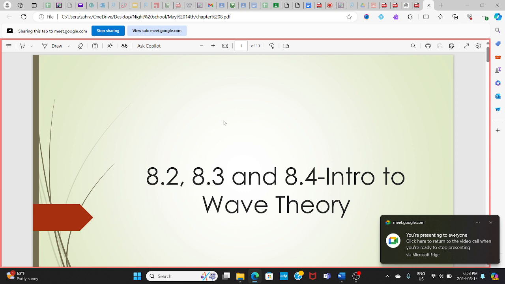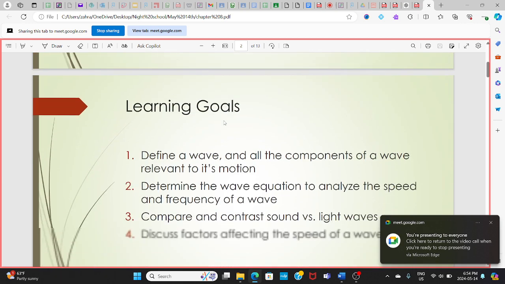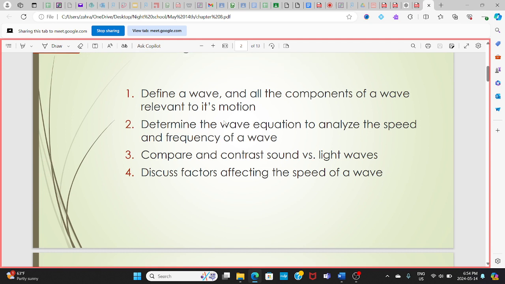Okay, 8.2, 8.3, 8.4. This is Introduction to Wave Theory. These are the learning goals. We want to define a wave and all of these components of the wave relevant to its motion. We're determining the wave equation, analyzing the speed and frequency of a wave, comparing and contrasting sound versus light waves.